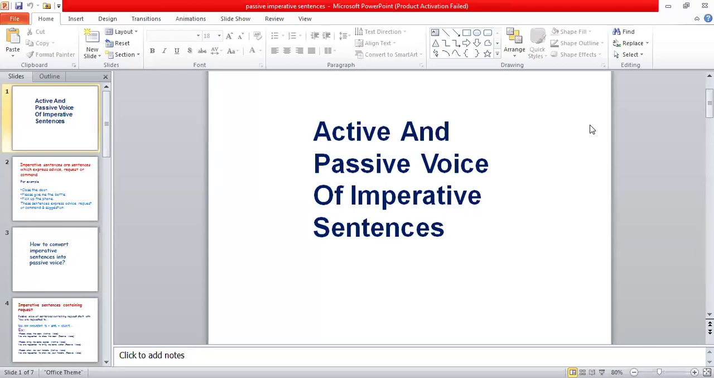So, today we have to learn how to change an active sentence of imperative into passive voice. All the imperative sentences we are going to discuss one by one, and then we will see how to change them from active into passive voice.